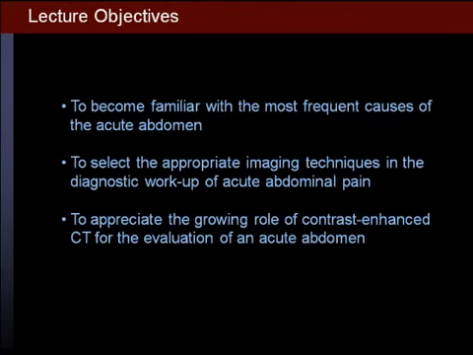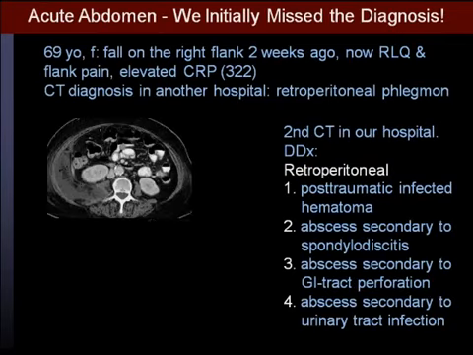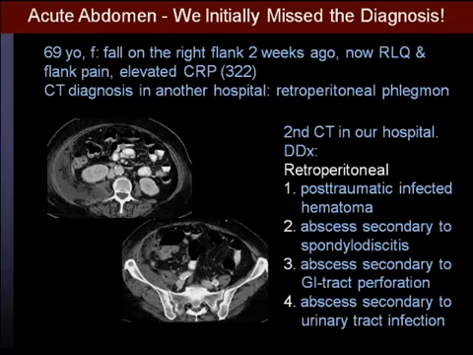But let me begin with a practical case. A case where we initially at our department missed the diagnosis. We are dealing with a 69-year-old female, had a fall on the right flank 2 weeks ago. Now she has right lower quadrant pain and flank pain, elevated CRP, and the CT diagnosis in another hospital was retroperitoneal phlegmon. Then she was transferred to our hospital, and we repeated the CT examination, and we made this differential diagnosis. You can read it from 1 to 4.